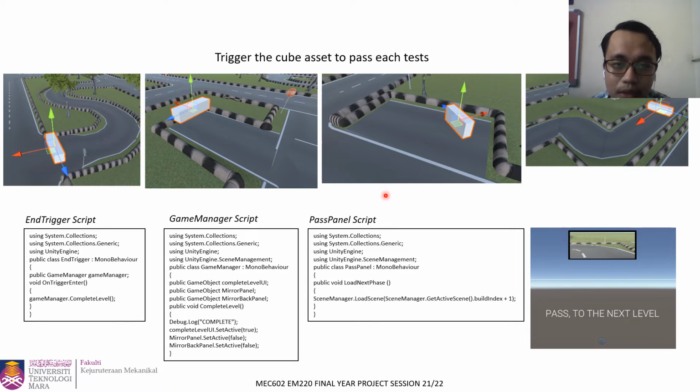This slide was showing how to trigger the cube asset when passing each test. The cube test was provided in S corner, T parking, side parking, and sharp corner. This cube will be invisible in the game. When the car triggers the cube, the end trigger script will call the game manager to make the pass panel appear based on this page and make the mirror disappear. Then the scene will go into the next test after a short delay based on this panel script.